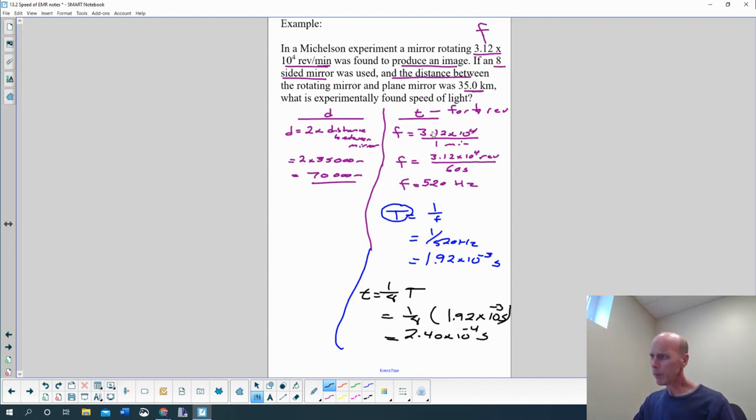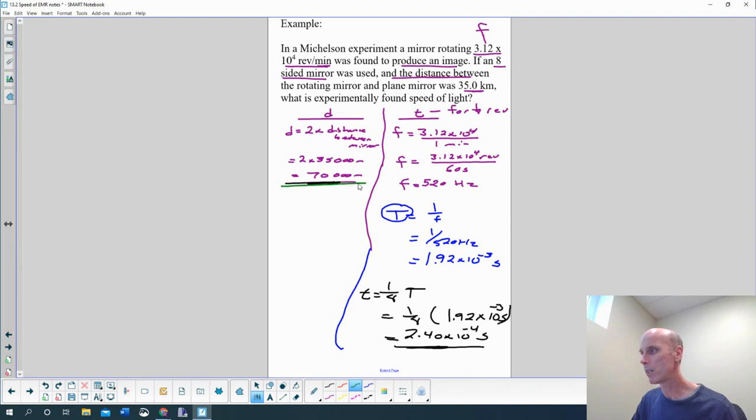So this example kind of splits it all out. You don't necessarily always start with frequency to get to the time, but this one shows that progression from frequency to period, period to the time for 1/8 of a revolution. And now we're where we wanted to be at the beginning. Like any calculation of speed, we now have a distance, 70,000 meters, and we have a time, and we can do the last calculation.